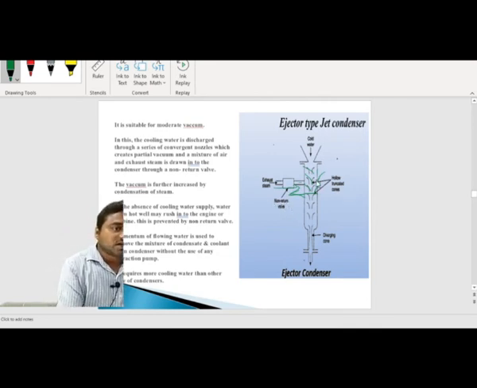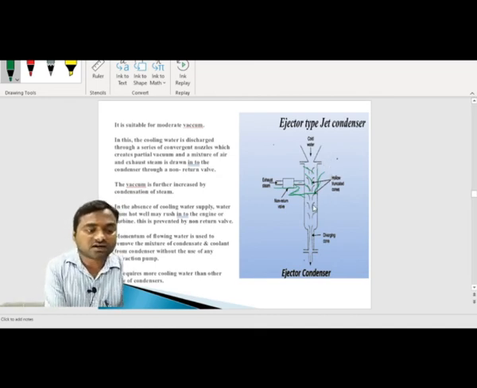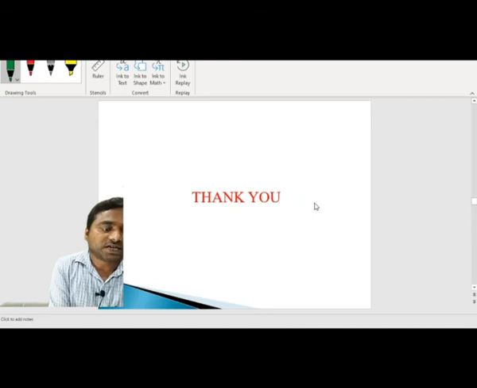So this is the ejector type of jet condenser. Okay, so these are the main types of jet condensers.